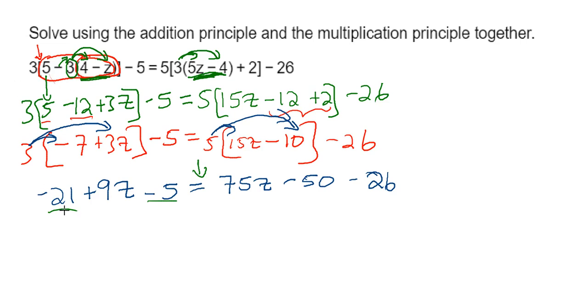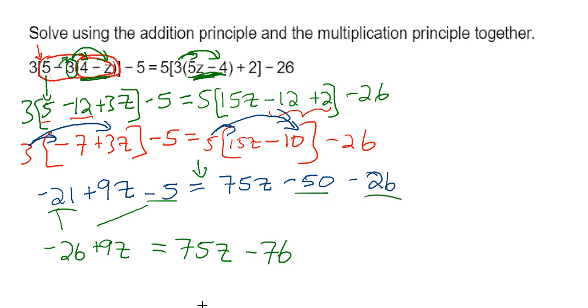So we have negative 21 minus 5, which will be negative 26, plus 9z, right? Just copy that down because it didn't get affected, equals 75z minus 76, right? Because we're going to combine these two together. Negative 50 minus 26. Again, I don't have to add the 50 over to the 26. They're already both on the same side of the equation. I just combine them together as they are.